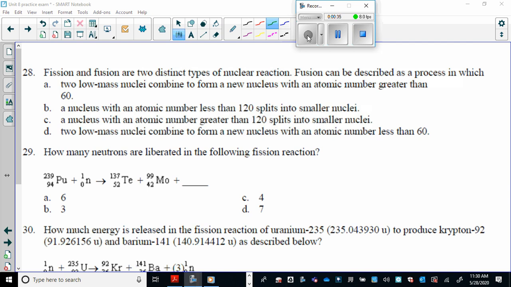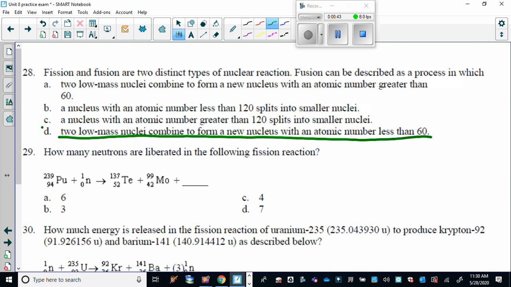So which one of these is most correct for fusion? Right here, too: low mass nuclei combine to form a new nucleus with an atomic number less than 60.